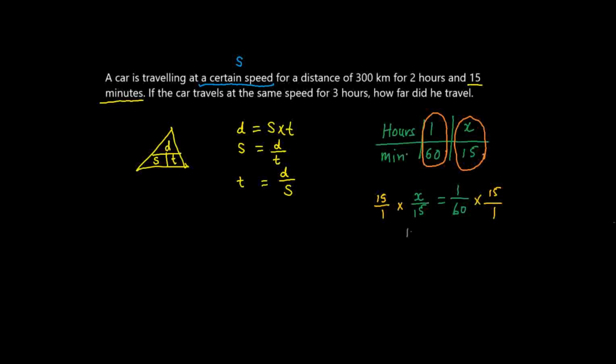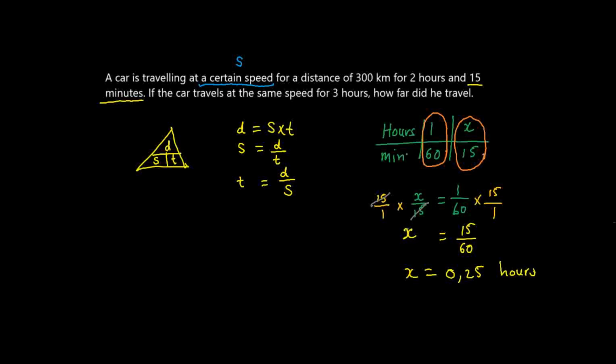So 15 times x is 15x, and 1 times 15 is 15. But I can just divide off the 15s. Basically, you can think of it as cancelling, but the correct word is divide off, because 15 divided by 15 is 1. So I'm left with x is equal to 15 divided by 60. And that will give you a nice decimal amount. I will not leave it as a fraction. It's 15 over 60, and that will give me 0.25 hours.